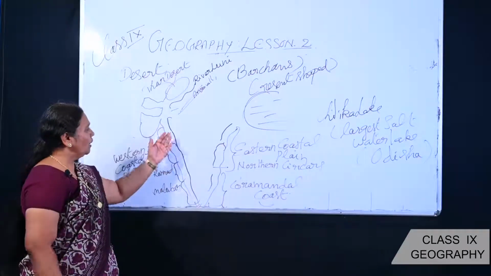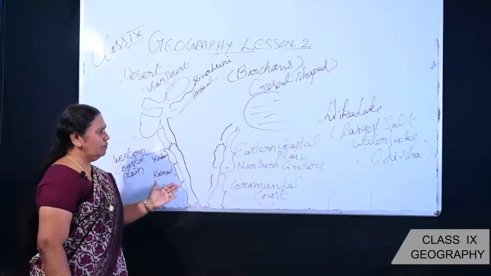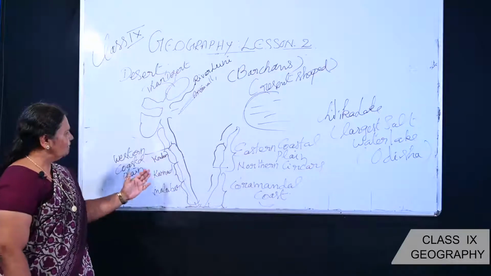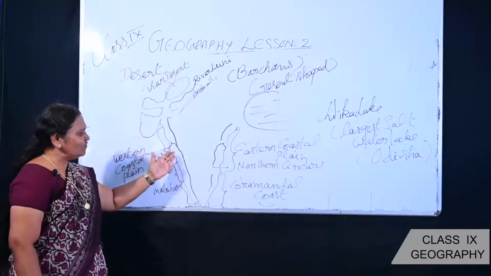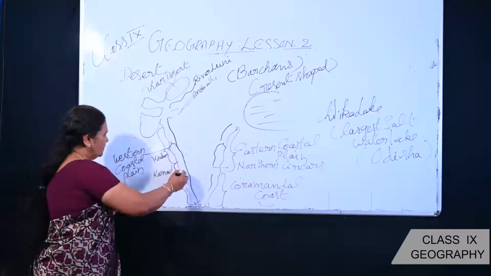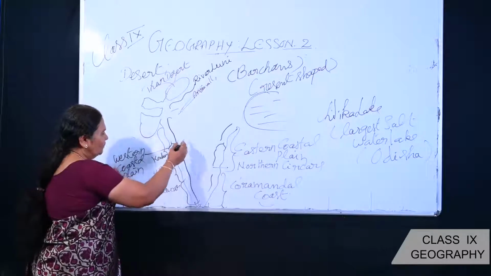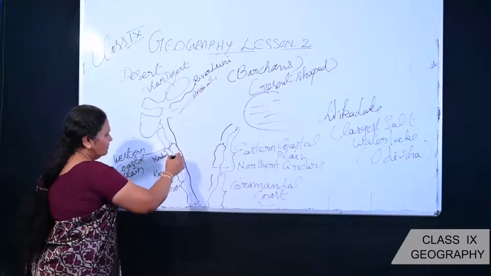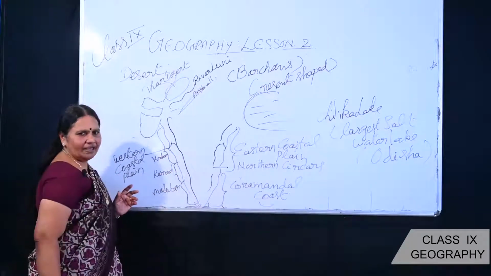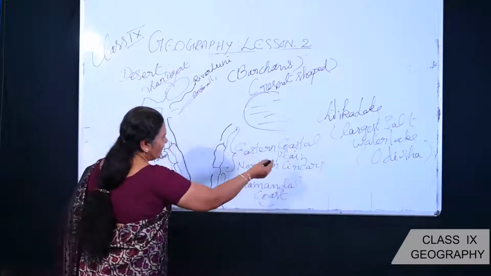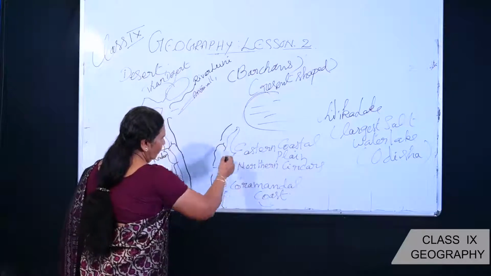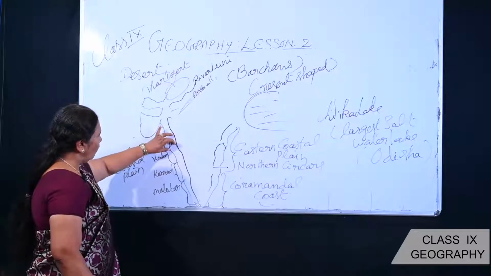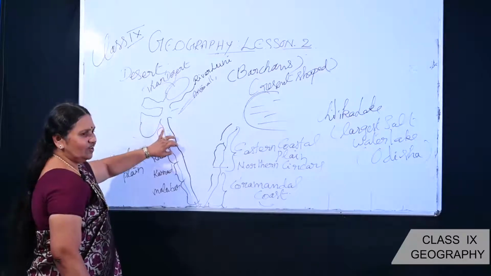Okay. Now we come to the next important part, the western and eastern coastal plains. The western coastal plain is sandwiched between the Western Ghats and the Arabian Sea. The eastern coastal plain is sandwiched between the Eastern Ghats and the Bay of Bengal. So this area is called the plain area or coastal area.